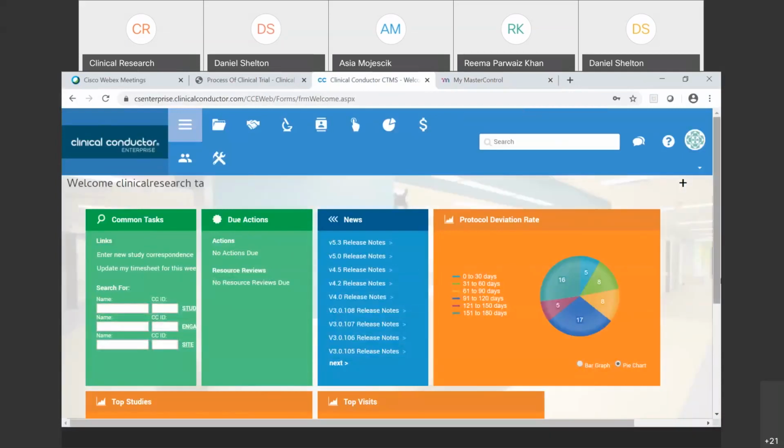The first system here, which you are seeing on my screen, is called Clinical Conductor. And if you see, this is an enterprise level software. It's a very popular software or system which a lot of companies use. And this is our CTMS system. CTMS stands for Clinical Trial Management System.